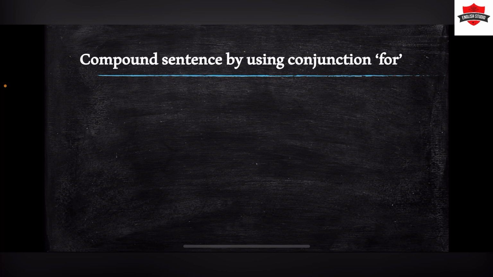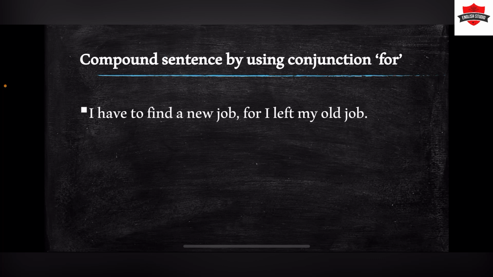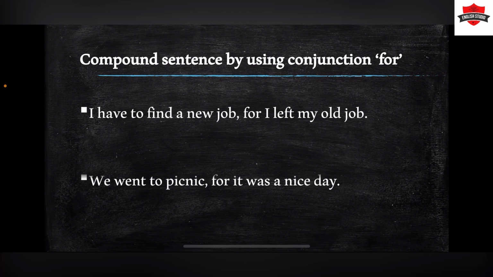So first, compound sentence example by using conjunction for. I have to find a new job, for I left my old job. In this sentence, for means because and suggests why I have to find a new job. Using for is a little bit of old style English and is not very common nowadays. Another example is we went to picnic, for it was a nice day. Here, it was a nice day is the reason we use for before the independent clause.